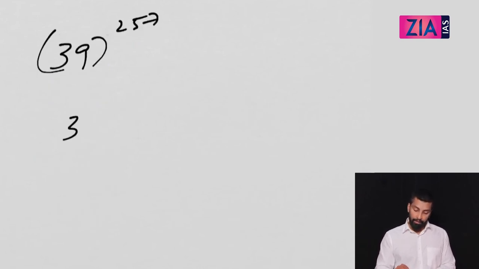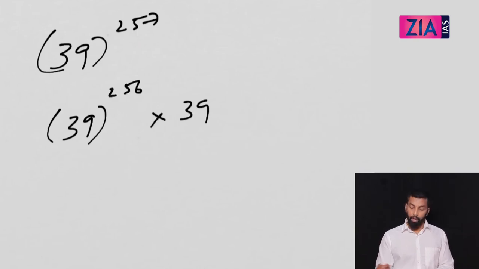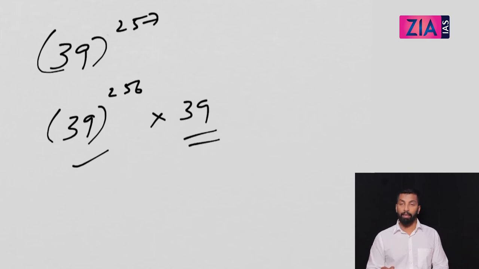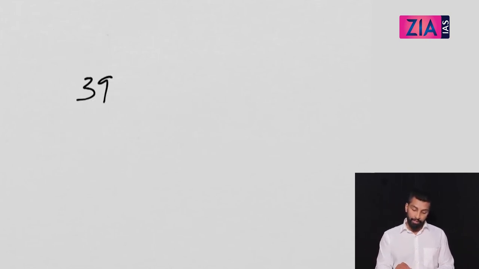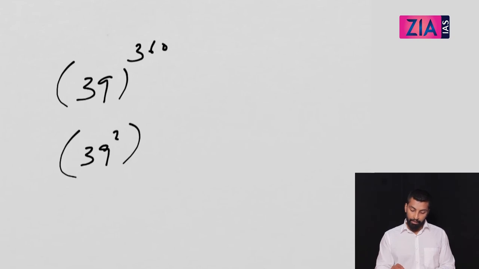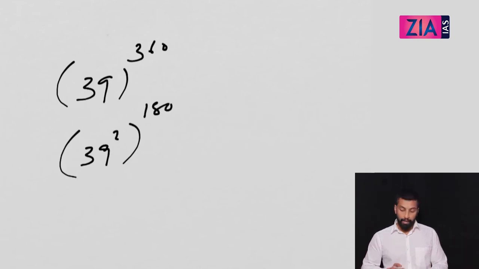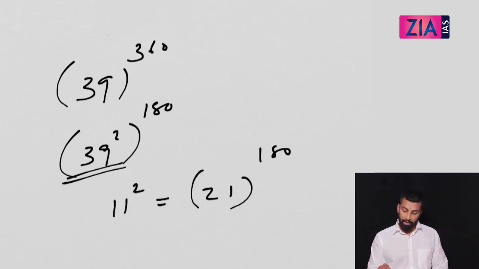Okay. So what else will be the question? 39 raised to 257. Then you'll write it as 39 raised to 256 into 39. So you get the answer here. Multiply with 39. What if 39 raised to 360? You will write it as 39 square raised to 180. Okay, and 39 square, you know it is 11 square. That means 21. So 21 raised to 180 means 1.